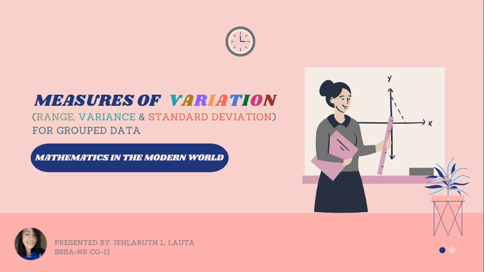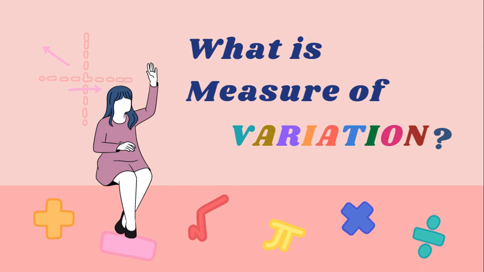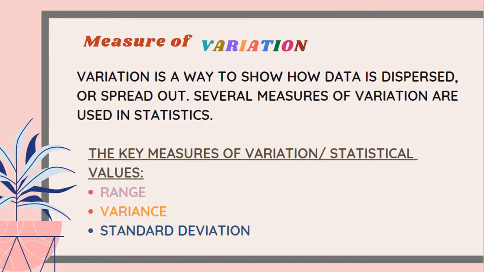Good day everyone. Today we will discuss the measures of variation, the range, variance, and standard deviation for the group data. First, let us discuss what is measure of variation. Measure of variation is a way to show how data is dispersed or spread out. Several measures of variation are used in statistics. The range, variance, and standard deviation are the key measures of variation or statistical values.